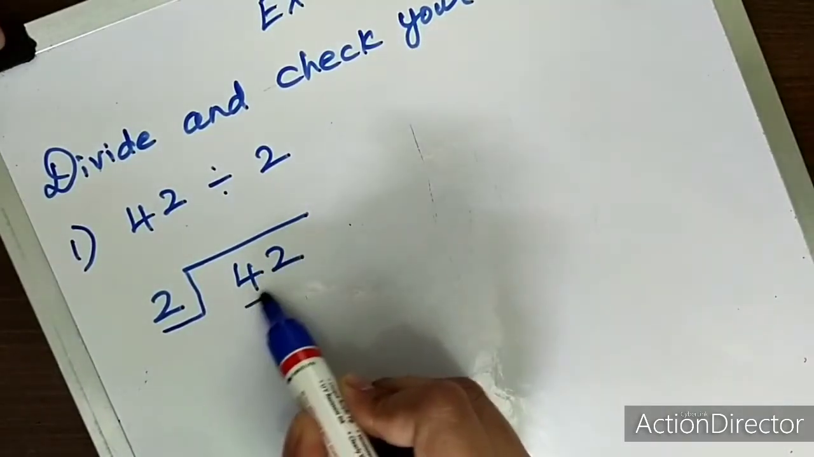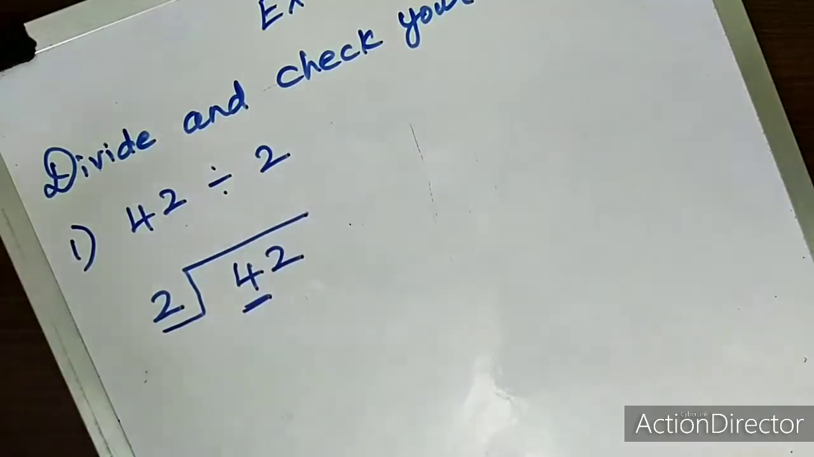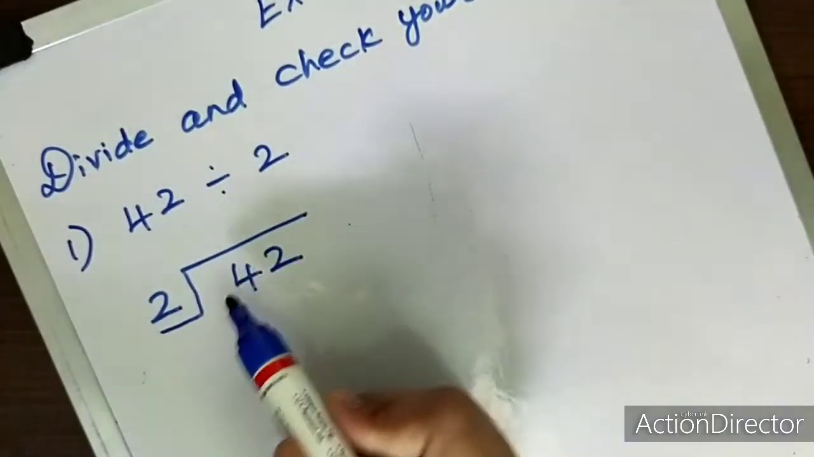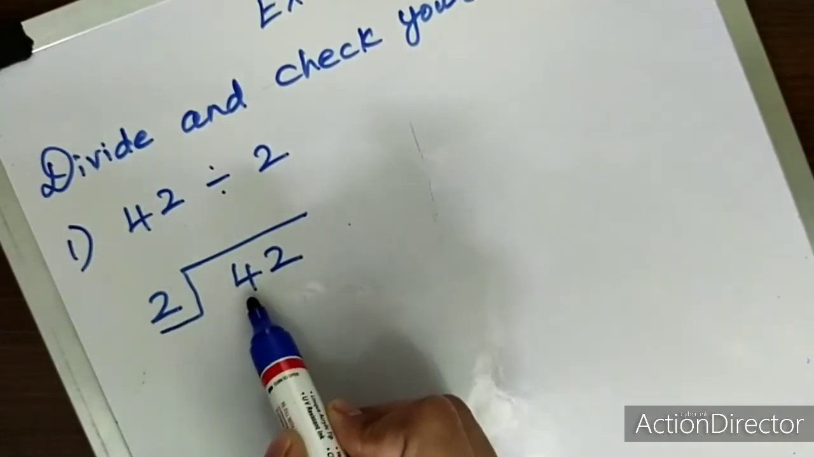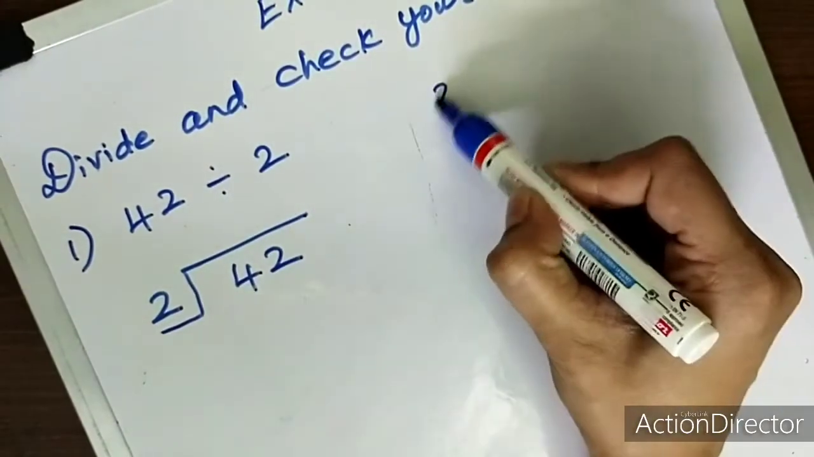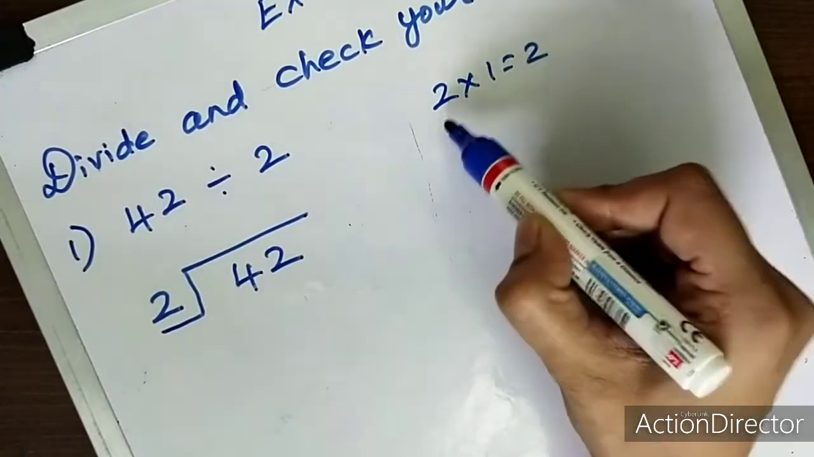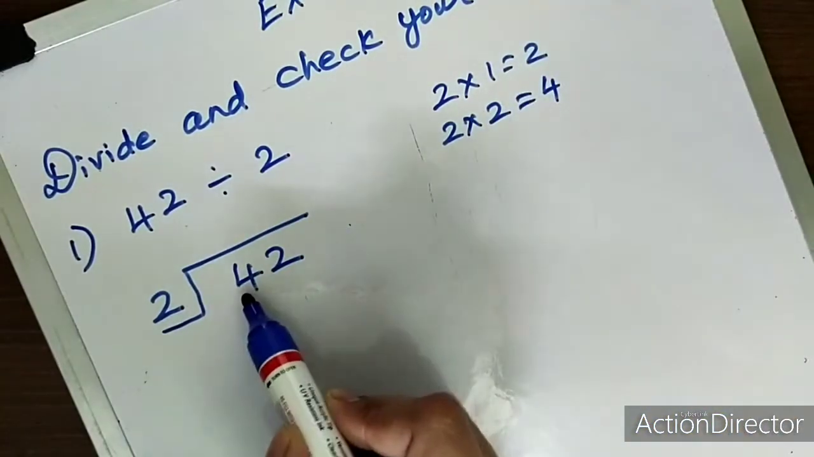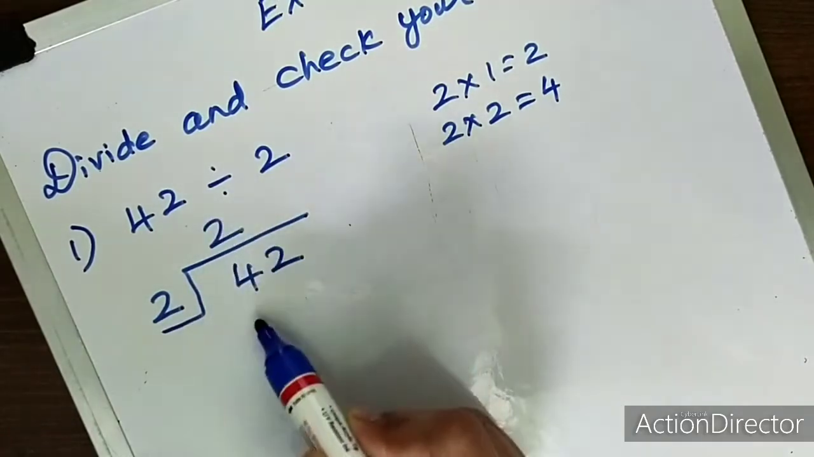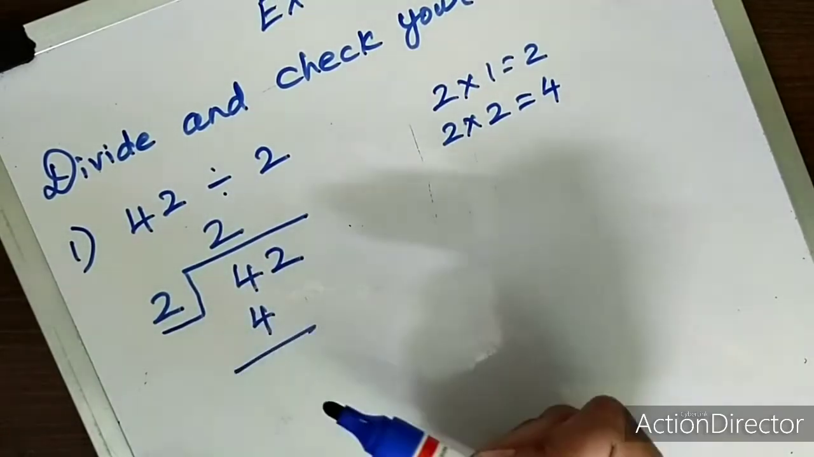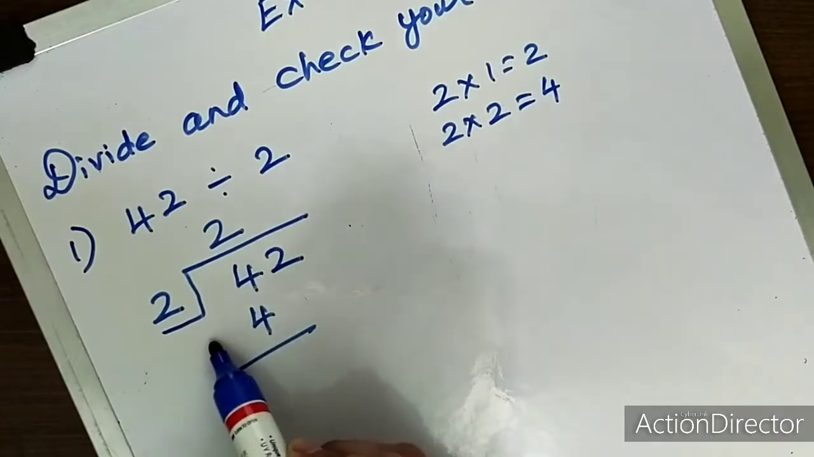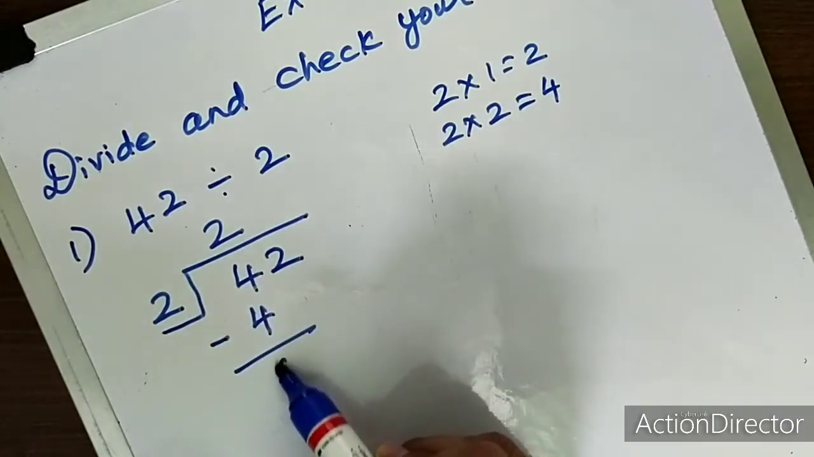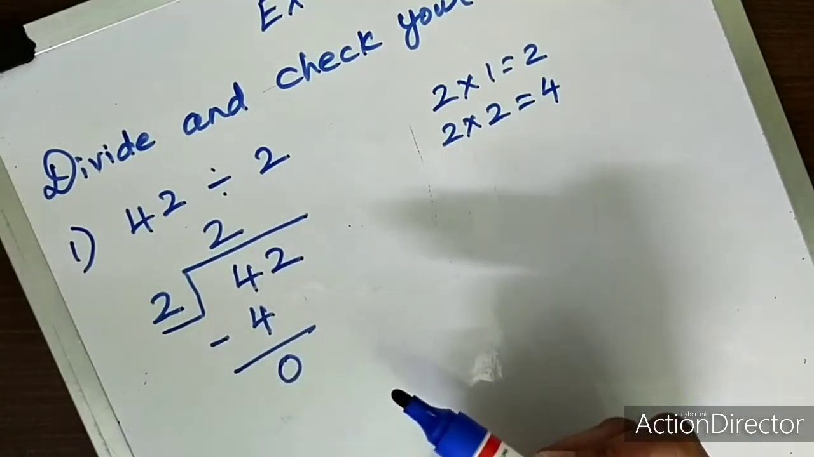So first we'll take the number 4 alone. In the two tables, 2 1s are 2, 2 2s are 4. So 2 2s are 4. Now we are going to subtract. What is 4 minus 4? It is 0.